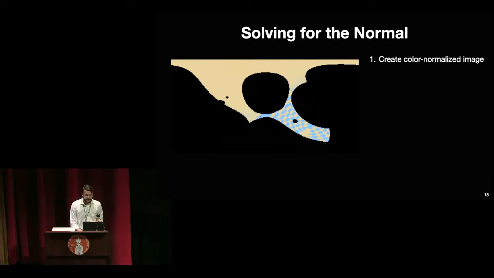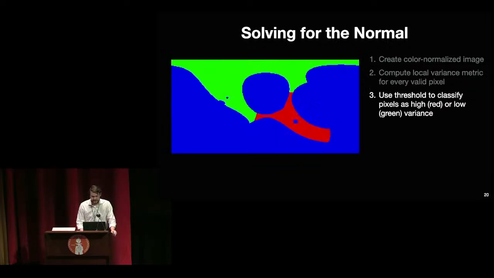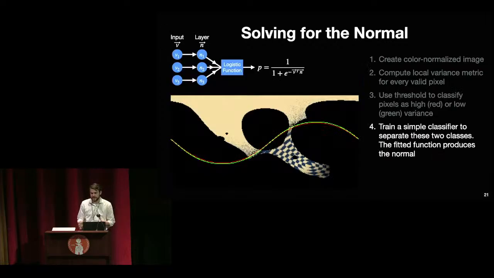So how do we actually solve for the surface normal at a given point? We first color normalize our image just to remove the effects of shading from our variance computations. Then we compute a local variance metric. For every light direction, we compute a variance value over a small neighborhood around that point, which is good at picking up the textured regions versus the smooth regions corresponding to a single surface reflectance. We apply a threshold to create a binary classification between high variance and low variance regions. And then we can train just a simple classifier to divide these two regions.